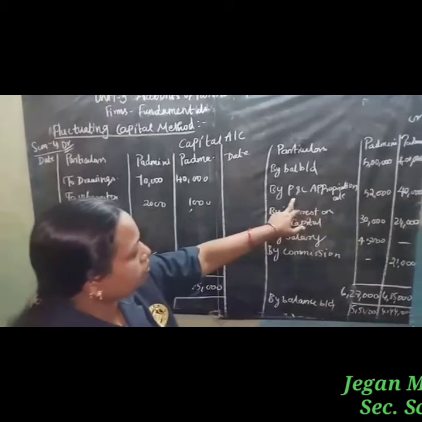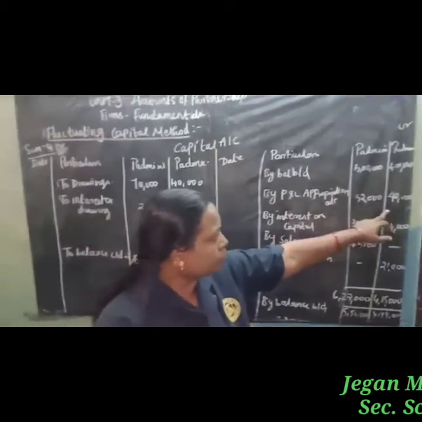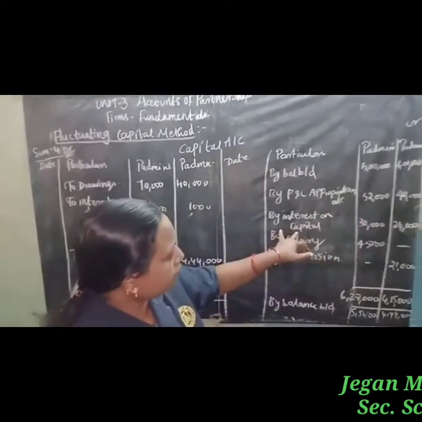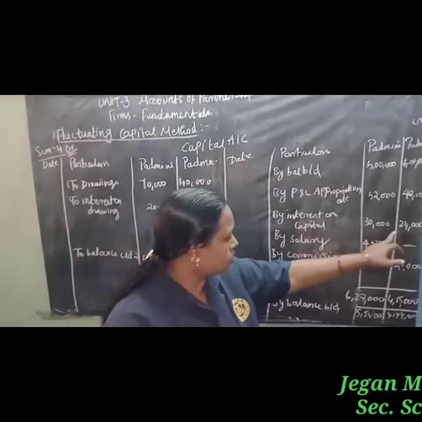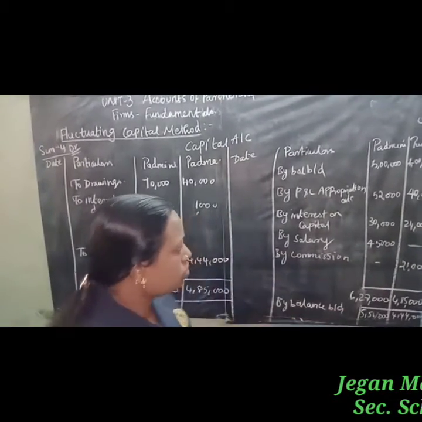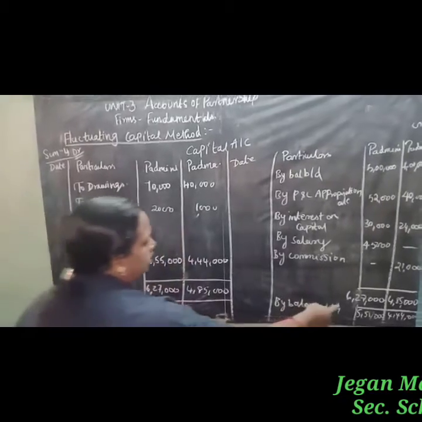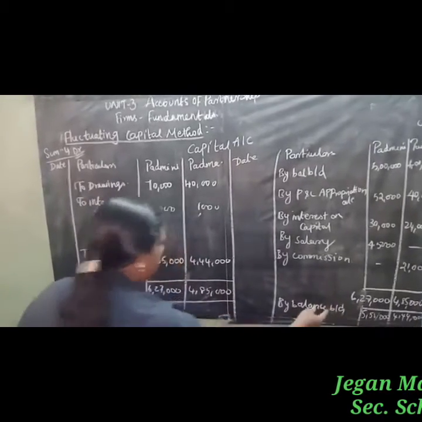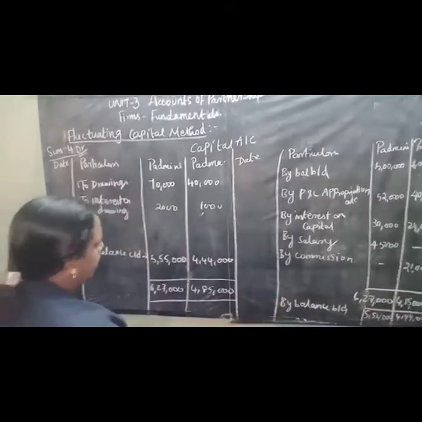Then profit loss appropriation account 52,000 and 40,000. Interest on capital 30,000, 24,000. Salary 45,000. Commission 21,000. So credit side total is 6,27,000. Then for Padmini 4,85,000.